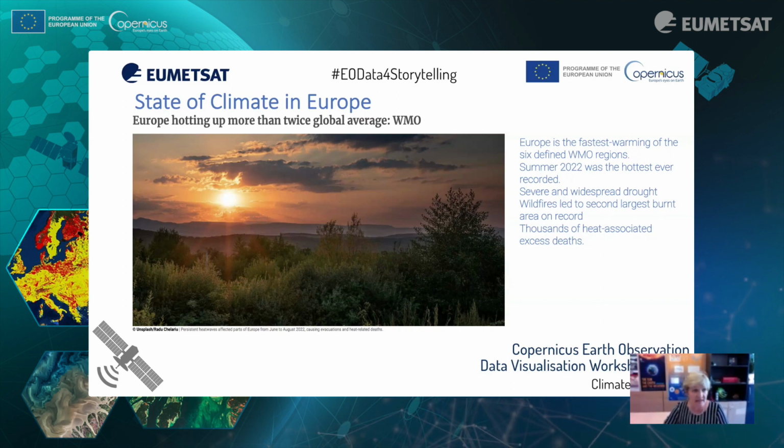On the 19th of June, we are releasing the second in the series of the State of the Climate for Europe, and so it will be the report for 2022. As Copernicus have said, summer 2022 was the hottest ever recorded. There was severe widespread drought, wildfires, and heat-associated excess deaths, but we obviously don't want to just duplicate what Copernicus said in their report released for Earth Day.